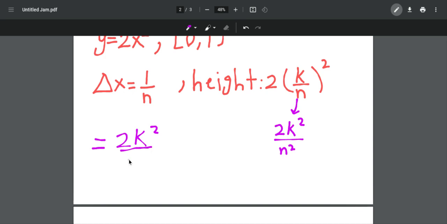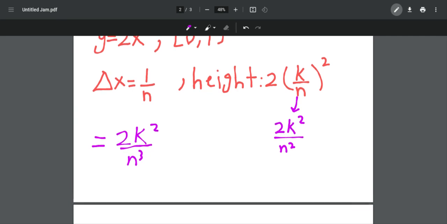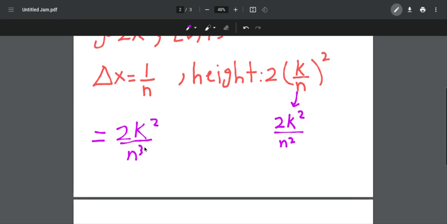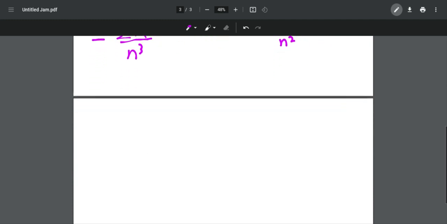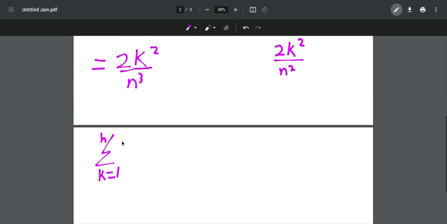Now, we're not done, because for our next step, we have to evaluate the sum from k equals 1 to n of 2k squared over n cubed. So I go to the next page. We should evaluate the sum from k equals 1 to n of this expression, which is 2k squared over n cubed.